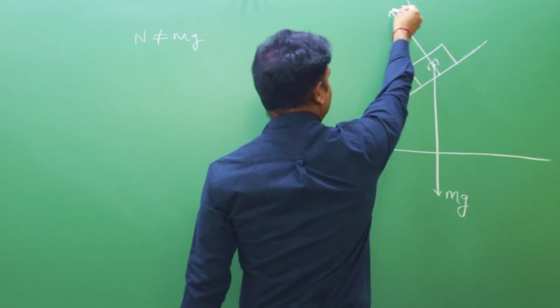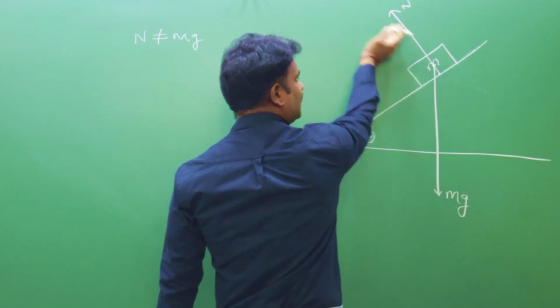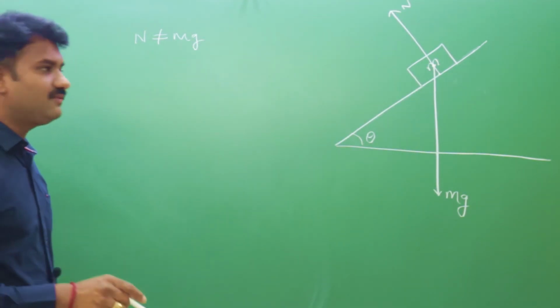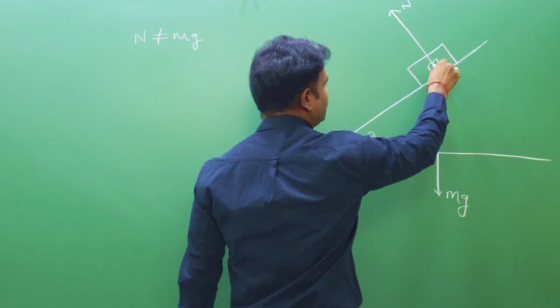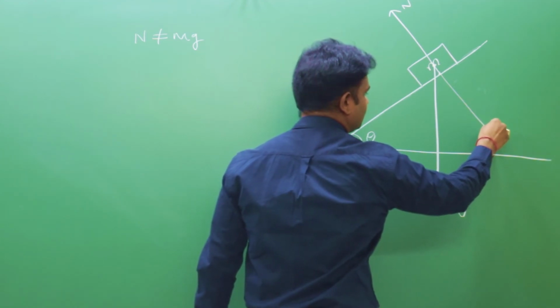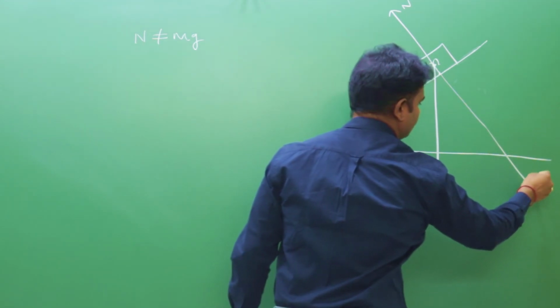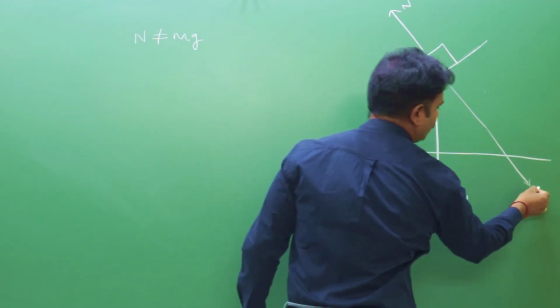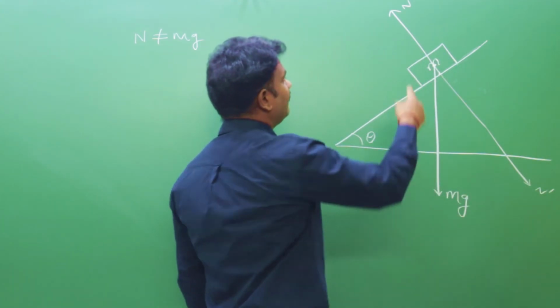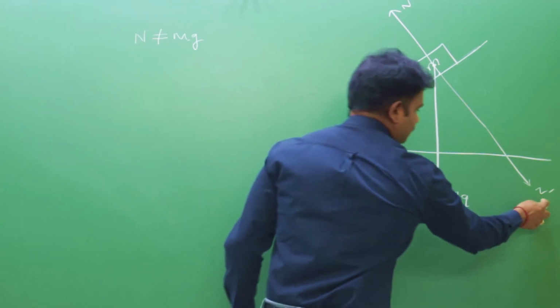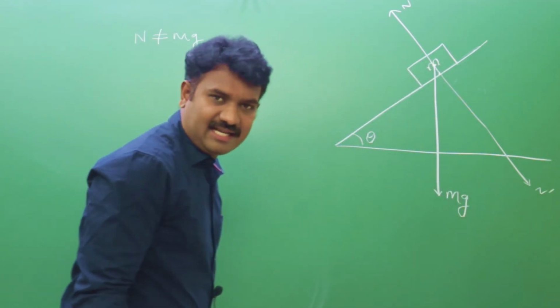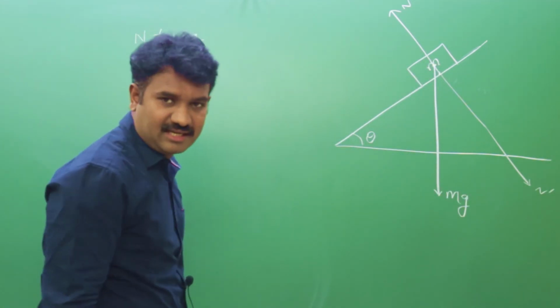As N is in this direction and the body is not moving in the upward direction, some balanced force equal to N must act in the opposite direction, and thus it will be balanced. So some force, say that is N dash, where N and N dash are of equal magnitude but opposite direction. Our target is to find the value of N dash, which is equal to our normal reaction.